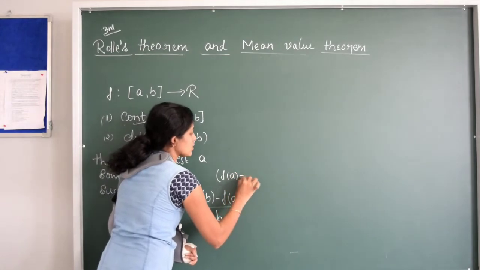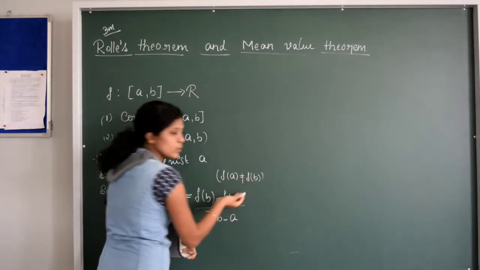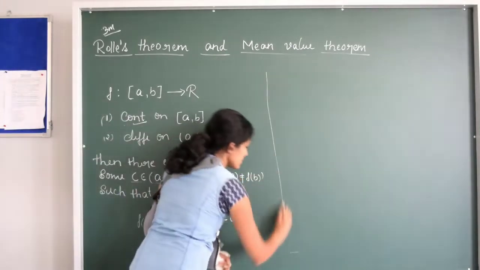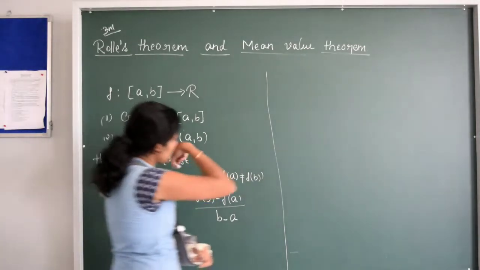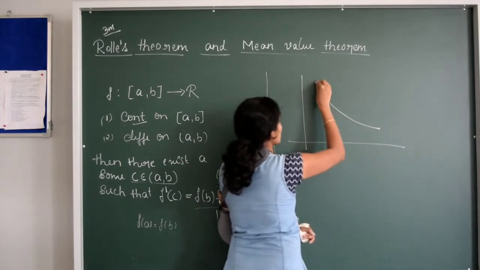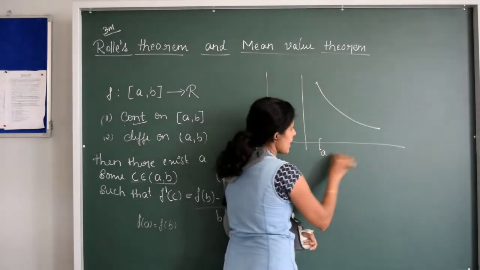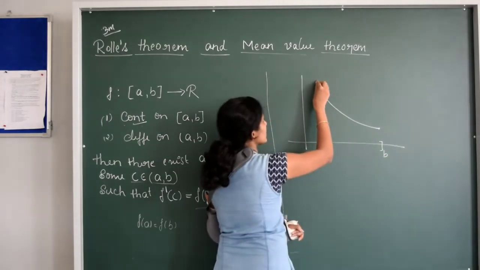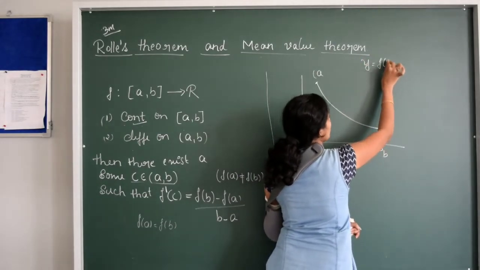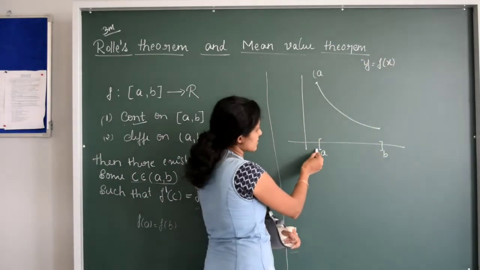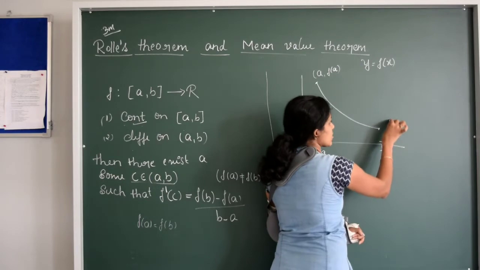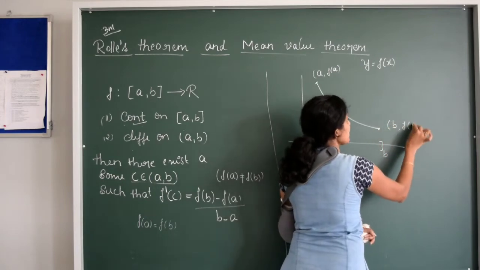So here you have to observe this one: f of a is not equal to f of b. If it is equal, obviously you will get Rolle's theorem. So f of a is not equal to f of b. Remember this. Now let's see some examples. Let me consider the graph. See, this is one graph. I'll consider this as the closed interval a and this as the closed interval b. So this is a. We'll consider the function y is equal to f of x. This x coordinate is a, so obviously the y coordinate will be f of a, and here the x coordinate is b, so the y coordinate will be f of b.